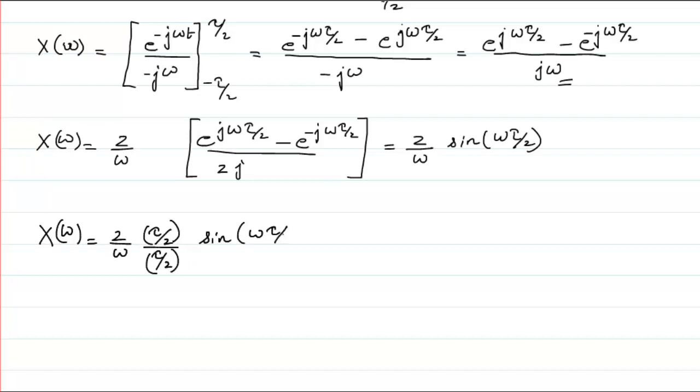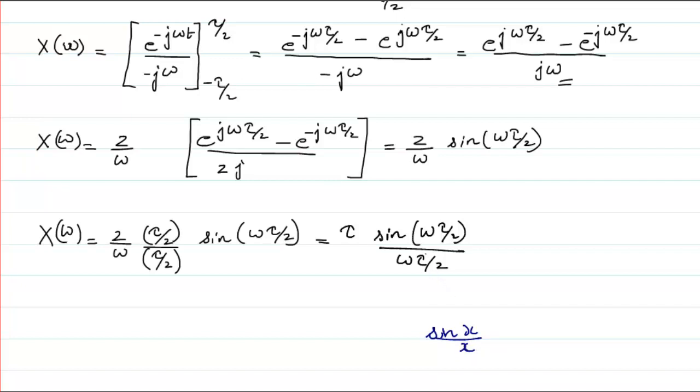So omega tau by 2. Here, this omega tau by 2 in the denominator can be written together as the denominator of the sine function. So what will remain is this 2, and tau by 2's 2 will get cancelled, leaving only tau, into sine omega tau by 2 divided by omega tau by 2. And generally there is a function called the Sinc function, which is sine x divided by x.